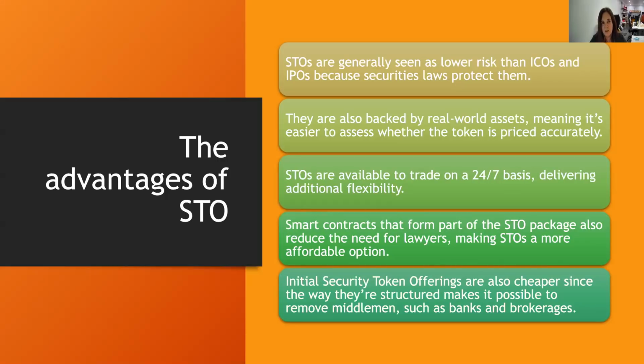The smart contracts, I was reading about smart contracts today and how they are created, and they actually reduce the need for lawyers, making an STO a more affordable option. I'll give you an example of a smart contract that we currently have with WCRU. When we convert our CRU to WCRU, that's a smart contract that deals with that process. So we're not going to a broker or anything to do that, or having to send money to a bank account. We can just purchase tokens online and do that ourselves.